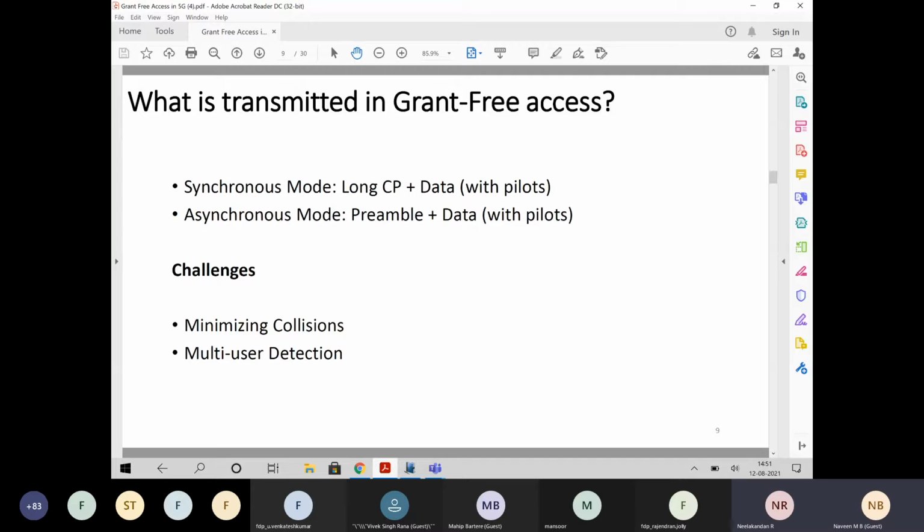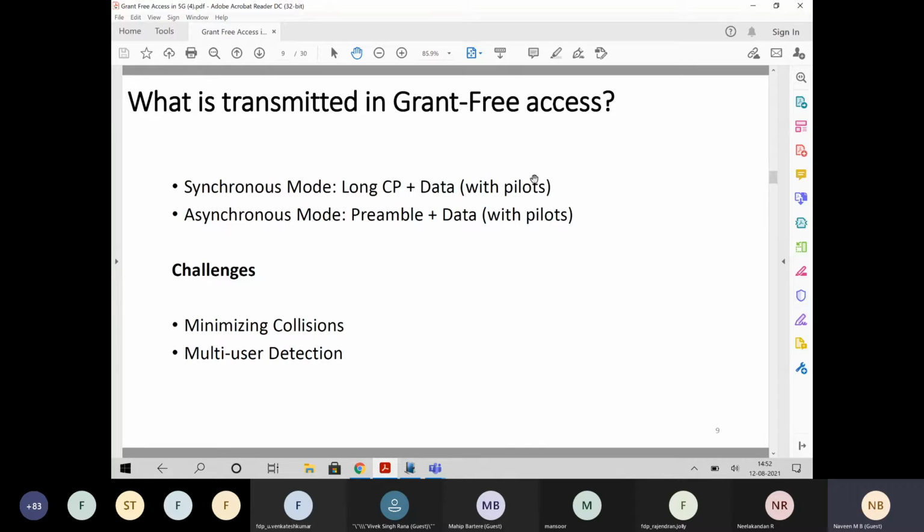Okay, then I'll proceed. What is transmitted in grant free access? That will be the question. So directly you are telling send data. Can we send data directly? Not really. Typically there are two modes of transmission. One is called synchronous mode, where you have a pretty accurate sense of the base station timing. So you just put a long CP and send your data along with your pilots.